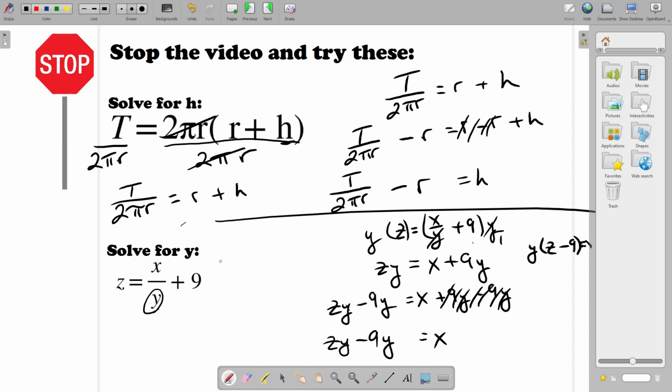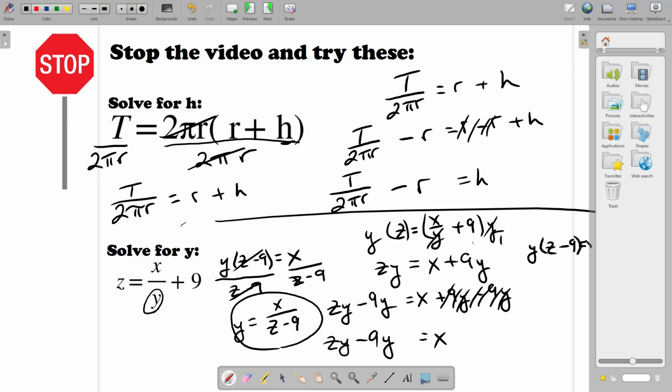Let's write this back over here. y times z minus 9 equals x. I'm trying to get y by itself, so I divide by z minus 9, take this side and divide by z minus 9, and here the z minus 9's divide out, I'm left with y, and it's equal to x over z minus 9. A little bit more difficult, but still following the same exact procedure.